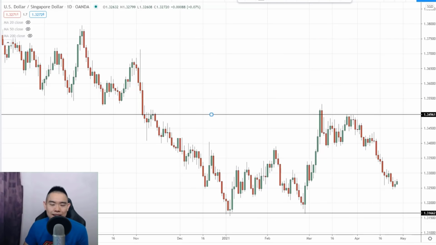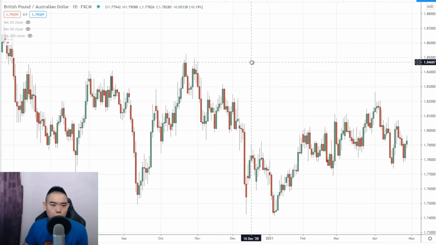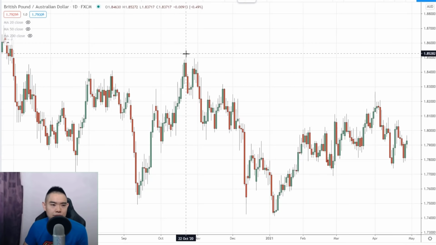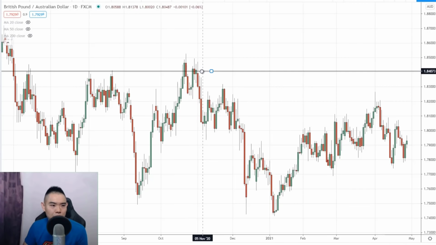Okay, so let's have a look at another example. Pound against the Aussie. So again, this one here, the way you draw your support and resistance, you can draw at this extreme high. But if you were to do that, then you would neglect quite a bit of levels. You actually ignore this one here, and so what I'll do instead is that I would prefer to adjust this slightly lower to get the most number of touches. So when I do that, I now have this over here, 1 touch, 2, 3, 4, and 5.